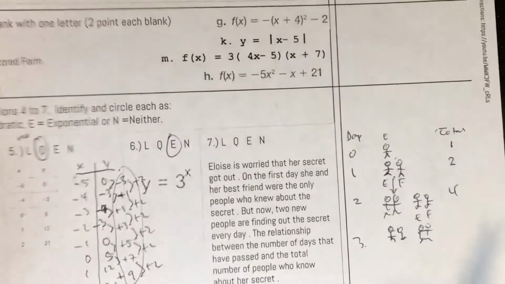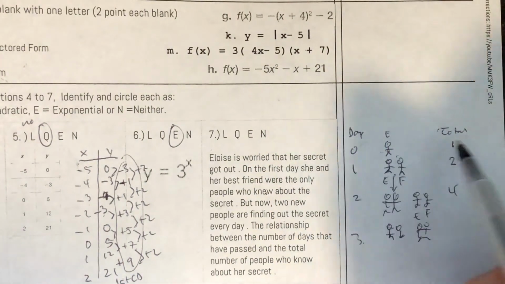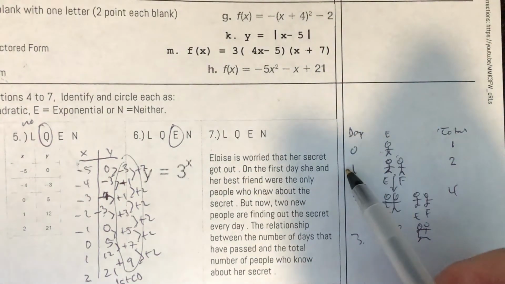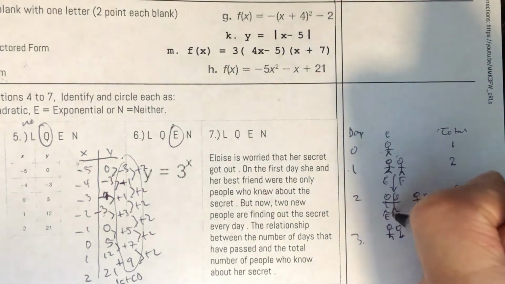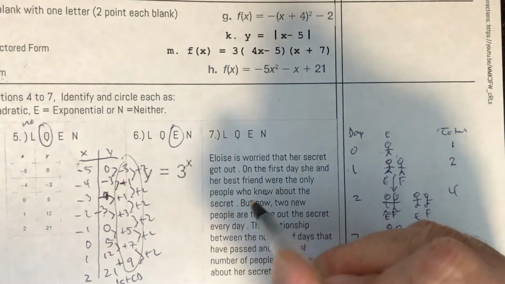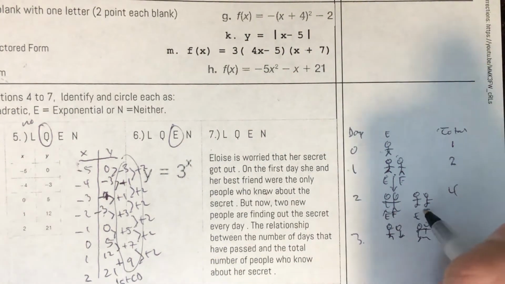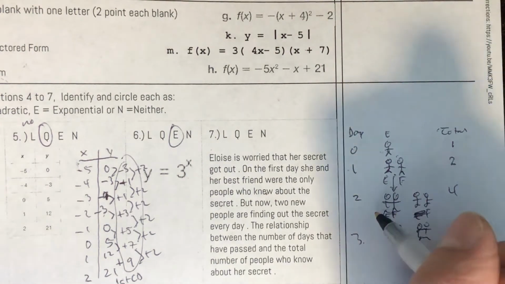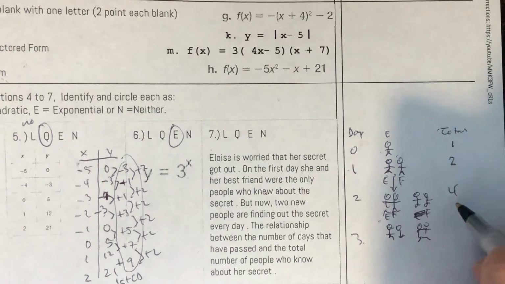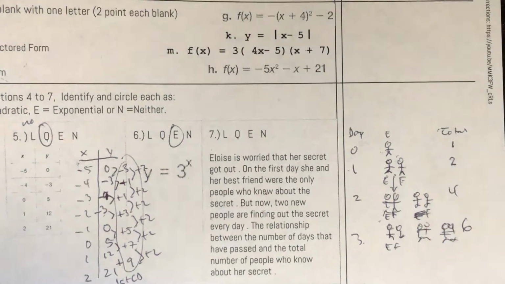You can't see that. Let's try that again. The only day is just Elo who knows the secret, so it's a total of 1 person. But it says on the first day, so day 1, it's Elo and her friend, so it's a total of 2 people. Then if this is Elo and her friend, and it says, but 2 new people are finding out the secret every day. So these are the 2 new friends. So that's a total of 4. So Elo, her original friend, and then 2 new people, that's a total of 4. And then Elo, her friend, the first 2 friends, and another 2 friends. So then we have 6.